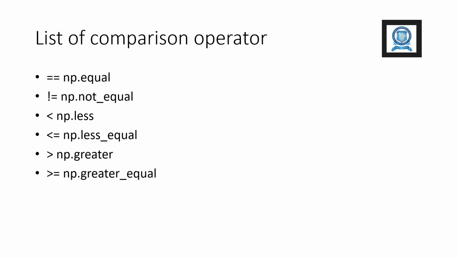Here is the list of comparison operators. Double equal to specifies np.equal. Exclamation and equal to symbol indicates np.not_equal. Left angular bracket represents np.less. Left angular bracket with equal to symbol indicates np.less_equal. Right angular bracket specifies np.greater. Right angular bracket with equal to symbol indicates np.greater_equal.